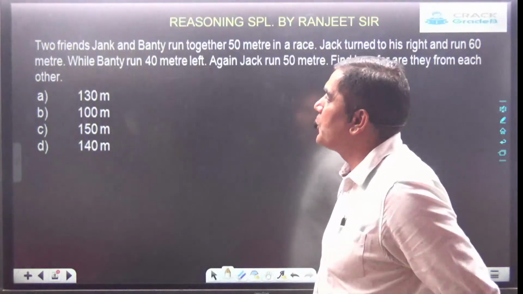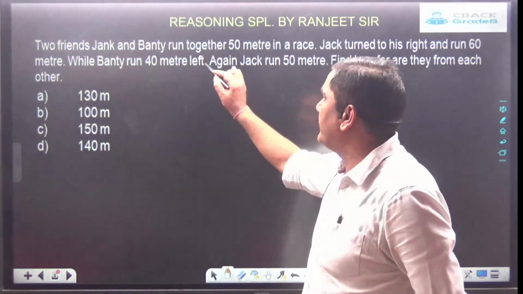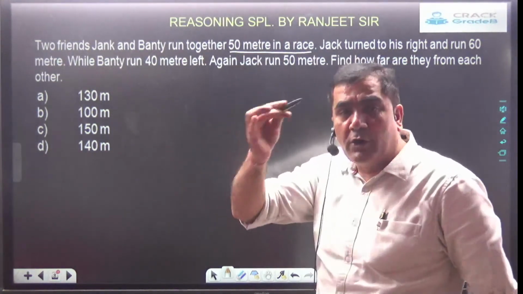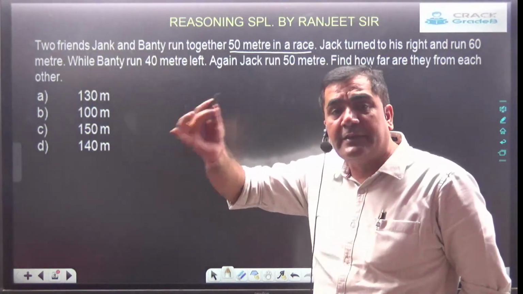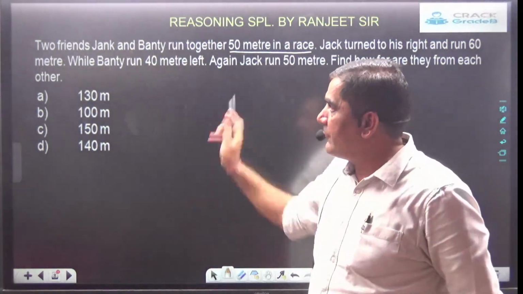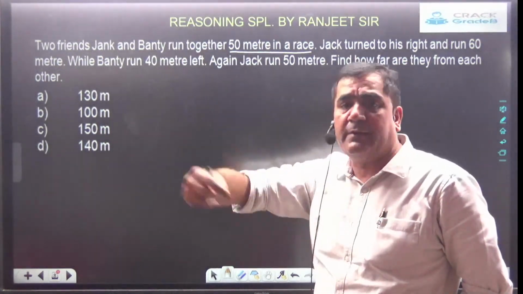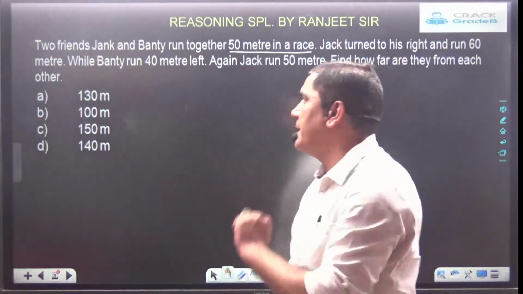Here what they are saying, two friends Jack and Bunty run together 50 meters in a race. They have not used the word opposite. Means what? Both Jack and Bunty must be moving in the same direction. So how to go for this one?